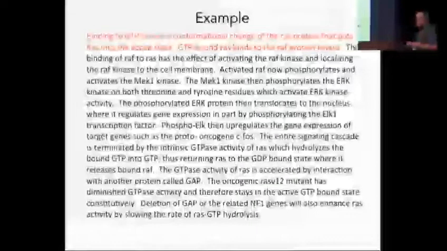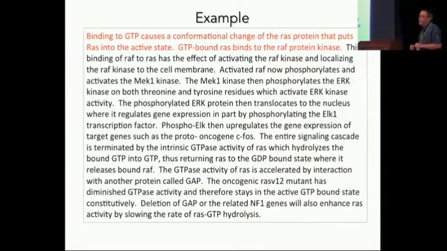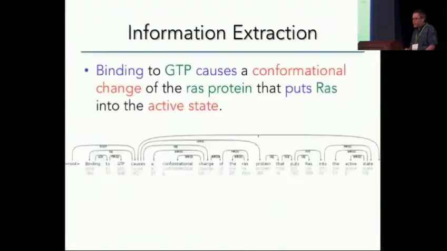So here's an example of once we were able to extract some relationships. I believe this is written in Klingon. Binding to GTP causes a conformational change of the RAS protein that puts RAS into the active state. I'm certain that must mean something to someone here. As I said, it's Klingon to me. But that doesn't matter. The computer doesn't understand. I always say the computer is literally as dumb as a bag of light switches, because a computer is literally a bag of light switches.